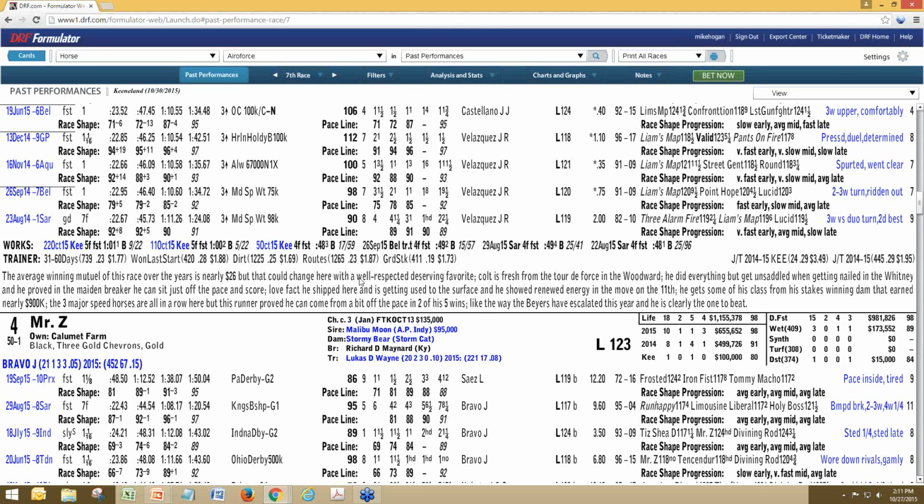But I think what the strategy is going to be here is to position Mr. Z a couple of lengths behind Liam's Map, a length and a half, 2 lengths behind him, and to his outside, and try to relax him just off the pace there. But there's some other speed in there as well. I mean, you've got Valid to the outside, who typically shows a little bit of speed. Bradister typically shows a little bit of speed.